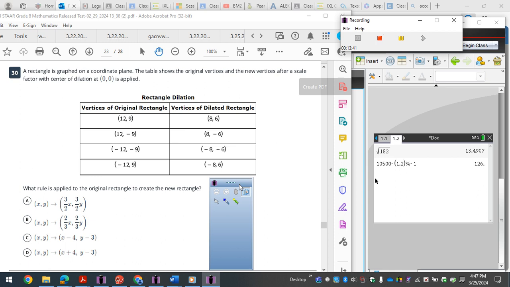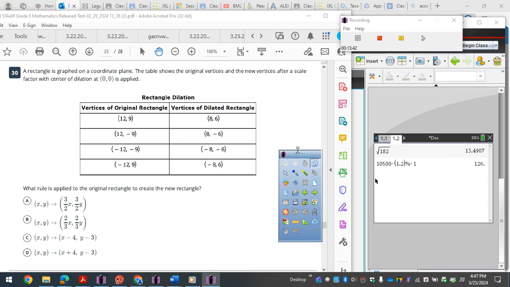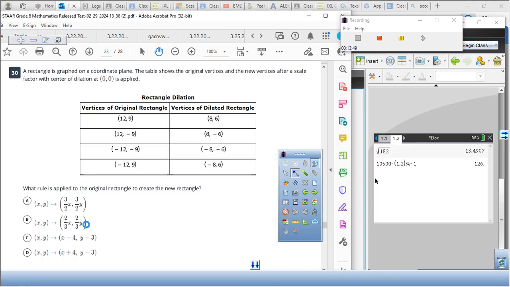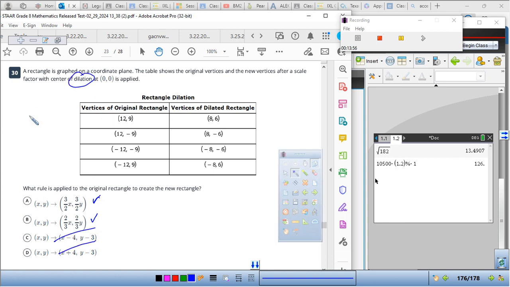Just getting this one and reading it barely. Rectangular, going through vertices is original. Dilation. So dilation, guys, is anything with multiplication. So this one's good, this one's good. These are multiplied. Out, out. Remember, dilation means to multiply. Okay, so get rid of these. Next thing is, look at this. These are the original one, and then it became this. Just look at this. 12 became an 8, and a 9 became a 6. They got smaller.